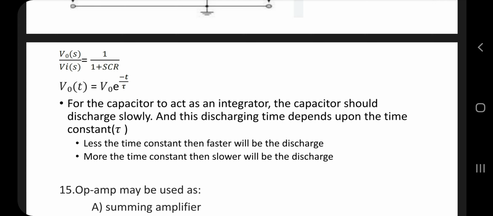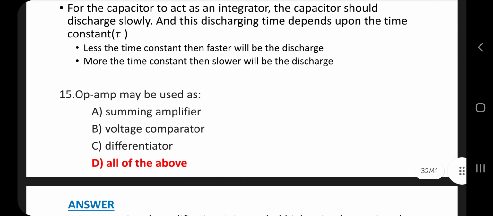For the capacitor to act as an integrator, the capacitor should discharge slowly, and this discharging time depends upon the time constant tau. The less the time constant, the faster the discharge. The more the time constant, the slower the discharge.